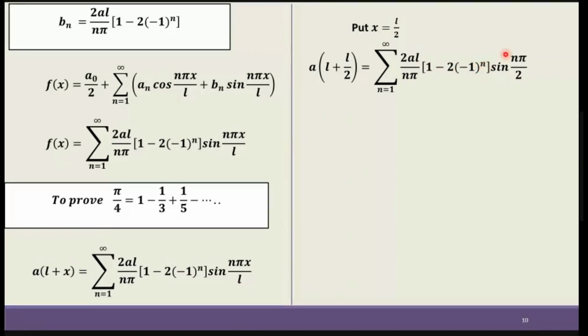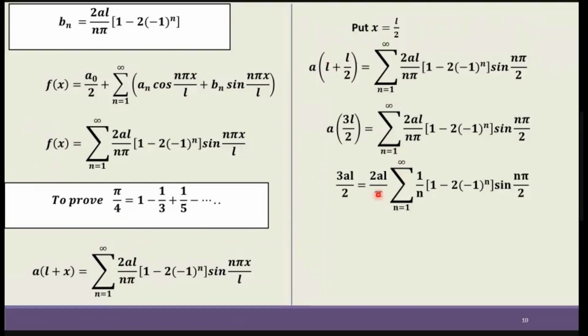For n equal to 2, this whole term becomes 0. If we put n equal to 3, the answer will again be 3. So when n is an even number, the whole function becomes 0 because sine of an even multiple of pi by 2 is 0. When n is odd, this term becomes 3. 2a by pi can be taken out also. Here also we put x as L by 2 and simplified, and took 2aL by pi outside.